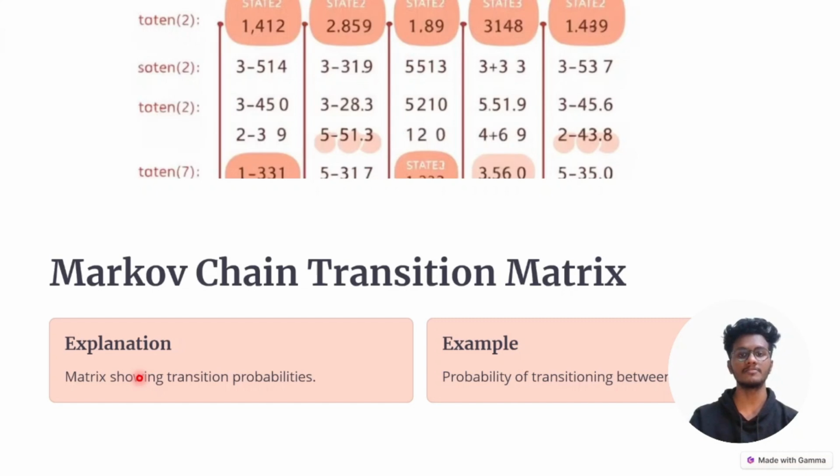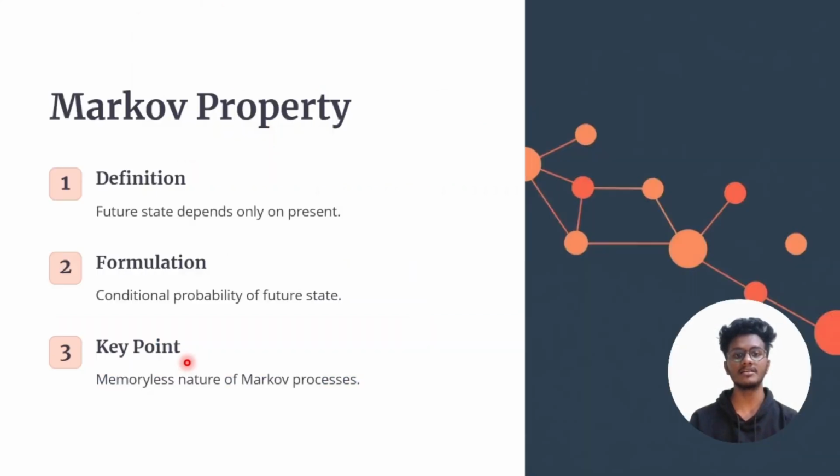The Markov chain properties. Only the current state affects the probability of the transition state. Example, a weather model where tomorrow's weather depends only on today's weather, not on the prior days. Future state depends only on the prior state. Conditional property of future. Memoryless nature of Markov chain. Key point.